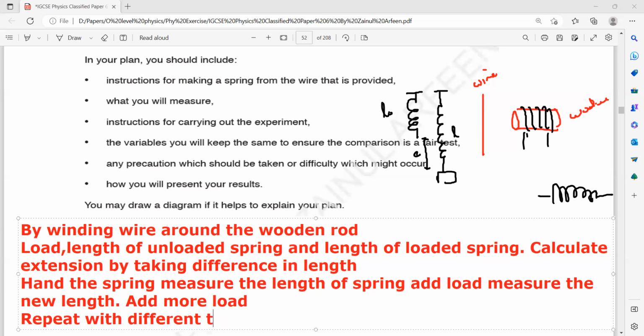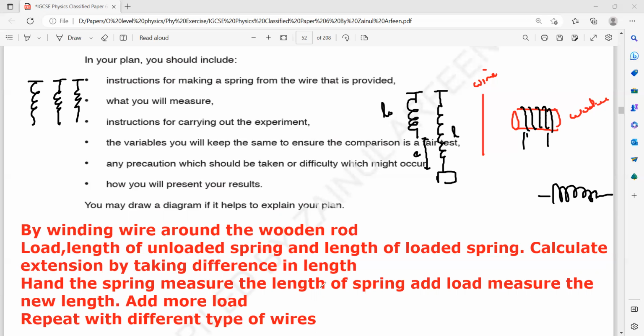with different types of wire, or different types of spring, or different materials of spring. The variables we must keep the same for a fair comparison. For example, if one spring is made of iron, another of copper, another of brass, what are the parameters we should keep?